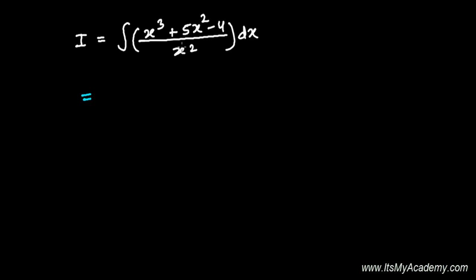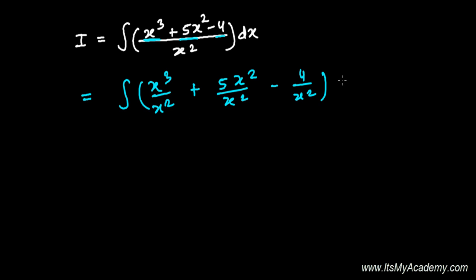All right, so what I can do here is divide this x squared into each term individually. So I will get x cube over x square plus 5x square over x square minus 4 over x square. Now I can cancel this x square with the x cube, because there are 3 x's and only 2, so 1 x is left here. Similarly here the x square cancels, leaving plus 5, and the last term stays as it is. I can't do anything here.